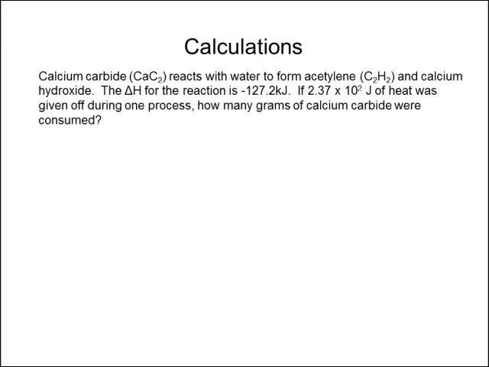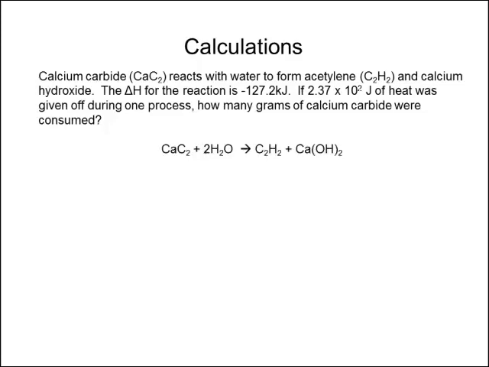All right, another calculation. Let's say we take calcium carbide, react it with water to form acetylene and calcium hydroxide. We know the delta H for the reaction is a negative 127.2 kilojoules. And we know that we get 2.37 times 10 to the 2 joules of heat given off during one of the processes. So how many grams of calcium carbide were going to be consumed to produce that amount of heat?